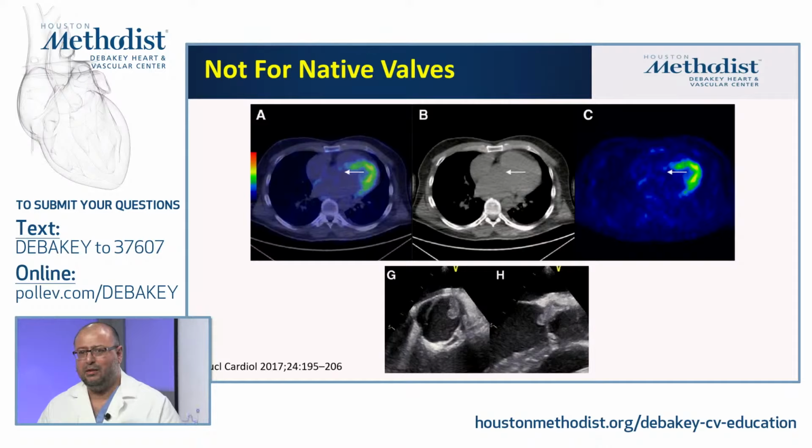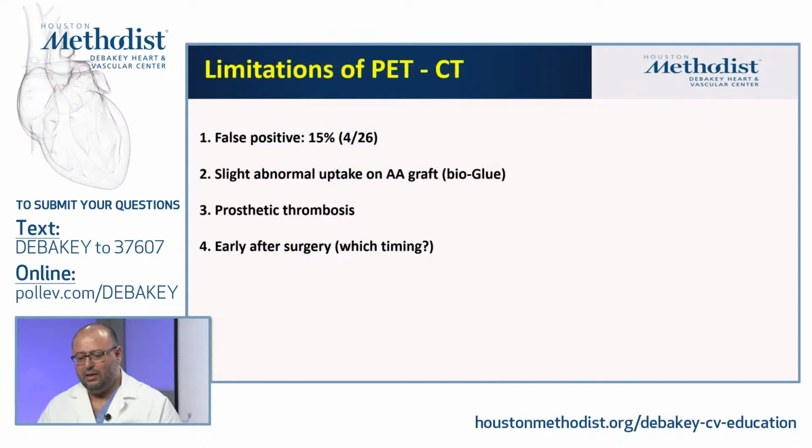If you have an abscess and complication of endocarditis, then PET-CT is still going to work very well in these cases. So I have mentioned what the strengths of PET-CT are, but I want to also highlight the potential limitations. We have a false positive rate, which in one study was about 4 out of 26, mostly related to surgical glue, but also related to patient preparation. There's slight abnormality on aortic grafts, so if there is bioglue, if the surgeon used a lot of it, sometimes you do get some uptake with that. I'll show you some examples later on.